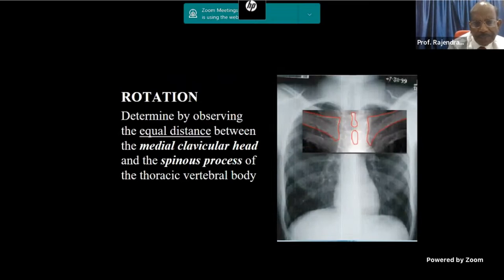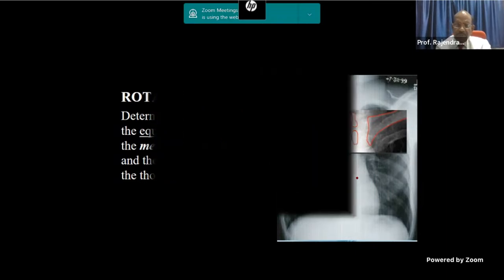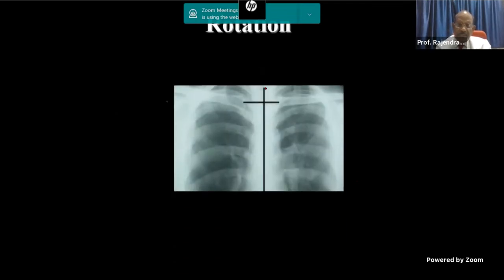So another point while you read the X-ray is rotation. And rotation is decided by a very simple measure: you draw a mid-spinal line. I think the next picture we have, this is the mid-spinal line you draw, and then you find the medial end of the clavicle on the left side and on the right side. You see this distance on the right side is more. So the patient has rotated. And if you want to label this rotation, it is anterior oblique, so it will be left anterior oblique rotation.